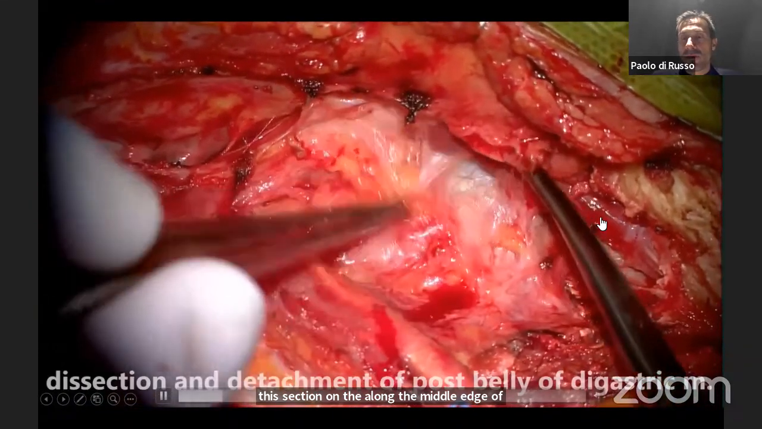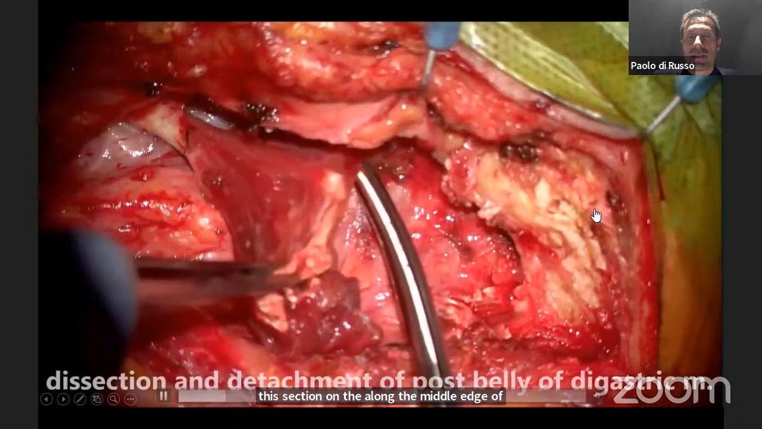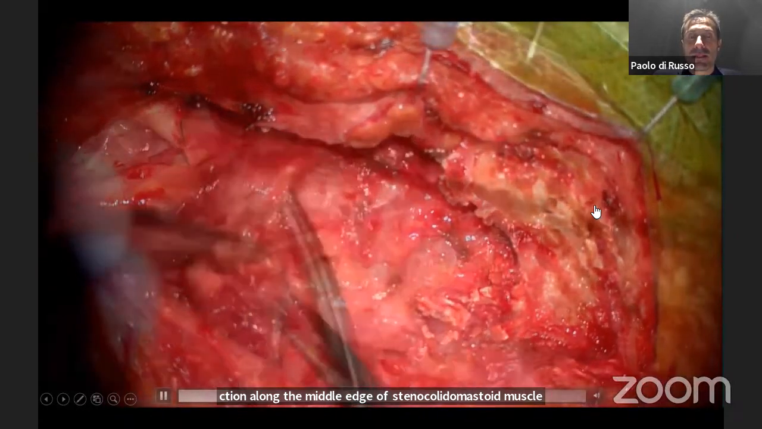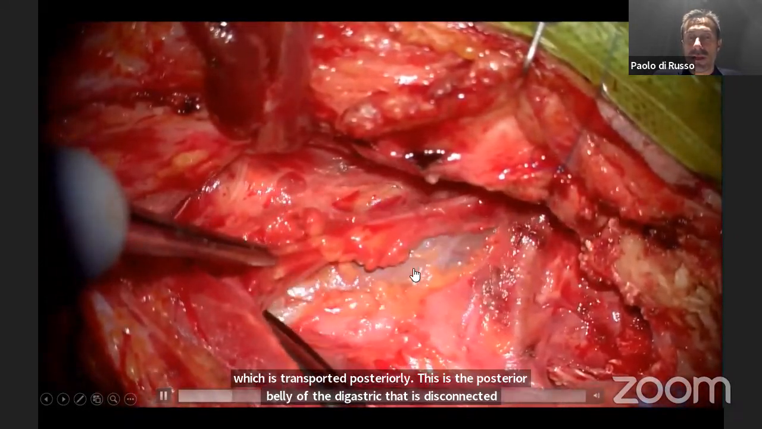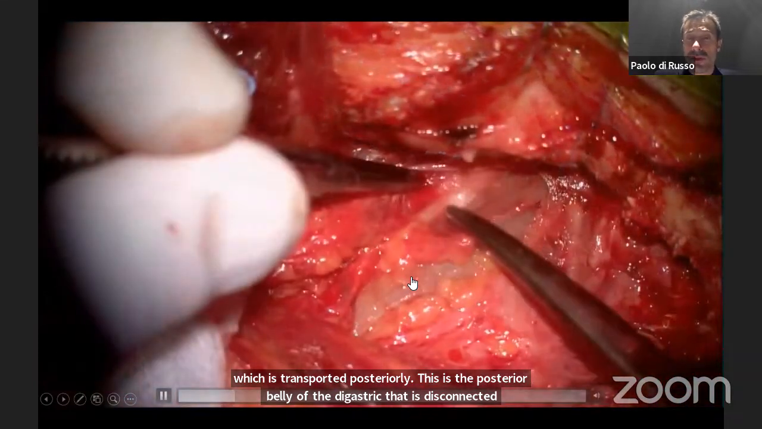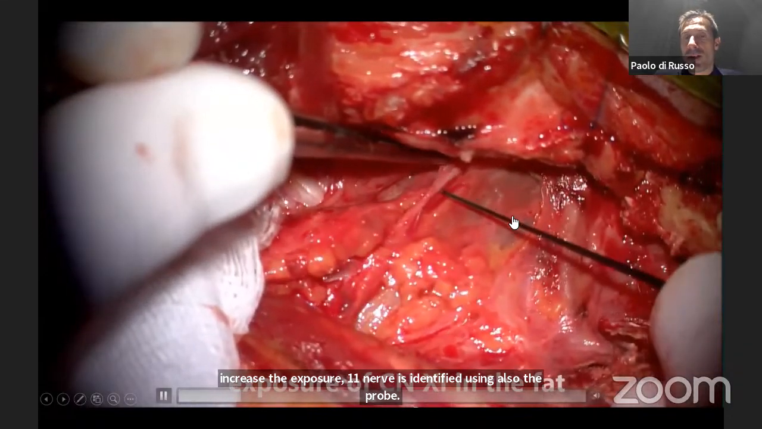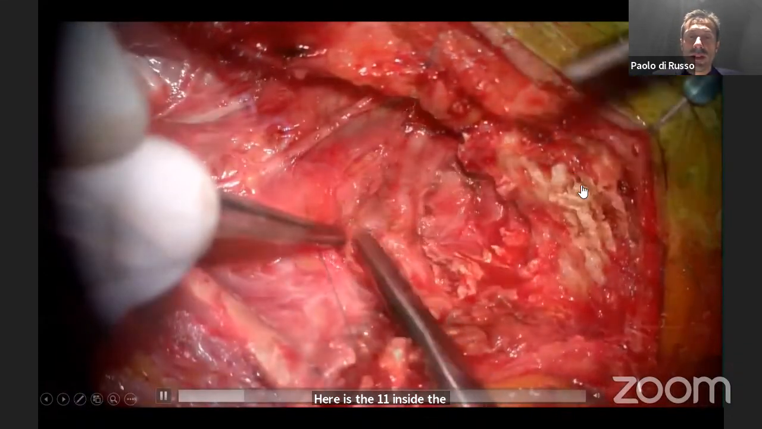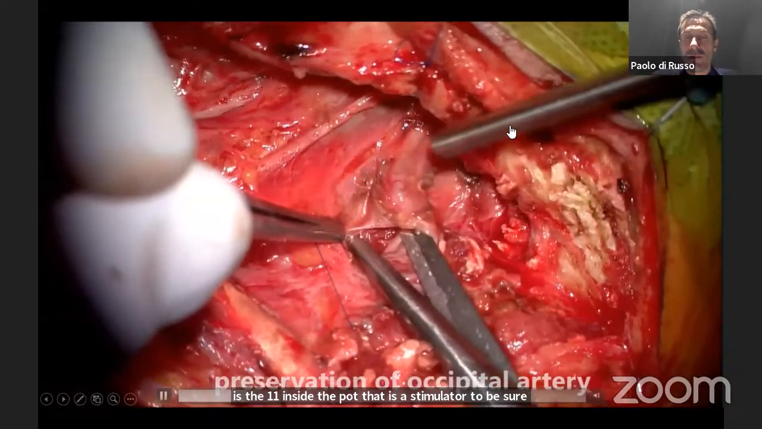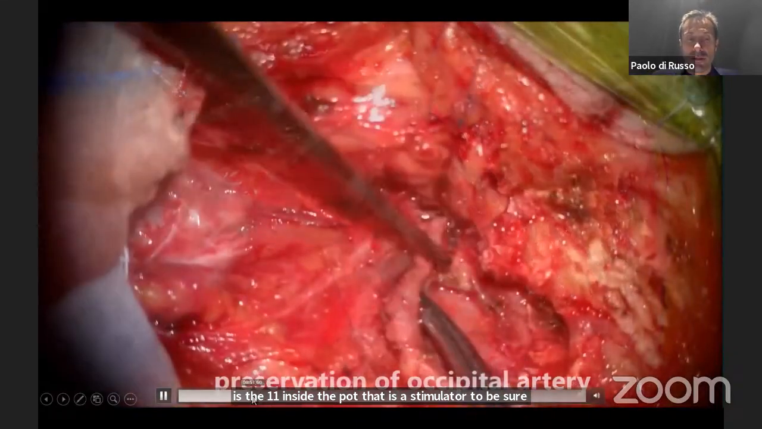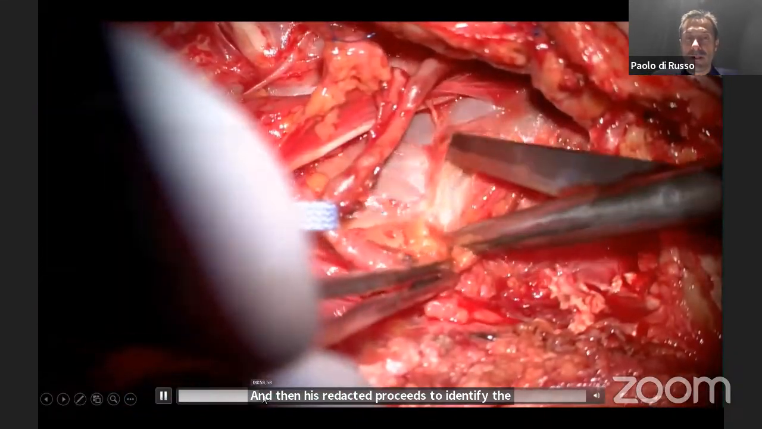This is the posterior belly of the digastric that is disconnected to increase the exposure. The 11th nerve is identified using also the probe. Here is the 11th nerve inside the fat that is stimulated to be sure, and then is retracted posteriorly. The occipital artery is always preserved. I go a little bit more fast and transpose it.